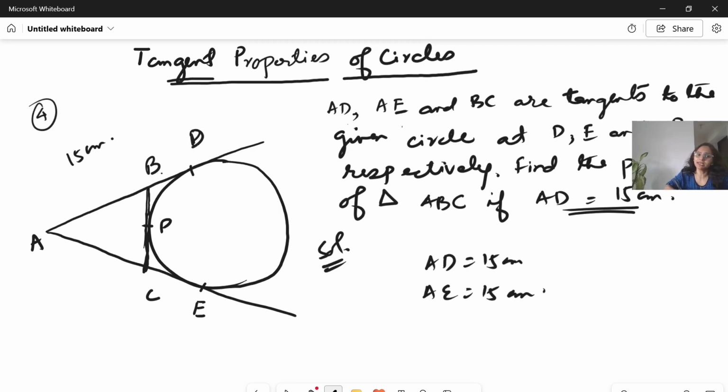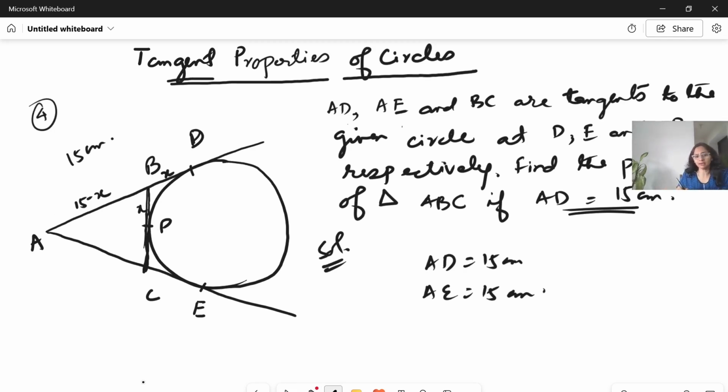Let's take BD as X. If BD is X, then AB will become how much? 15 minus X, right? And if BD is X, then BP will also be X. Why? Because, same, the two tangents to a circle from an external point are equal. So if BD we have taken X, then BP will also be X, and AB can be written as 15 minus X.